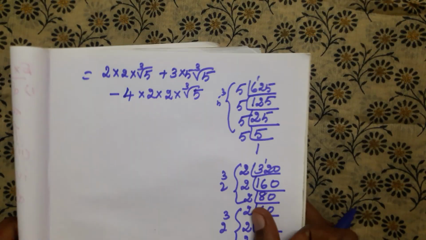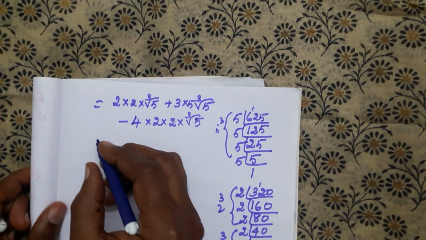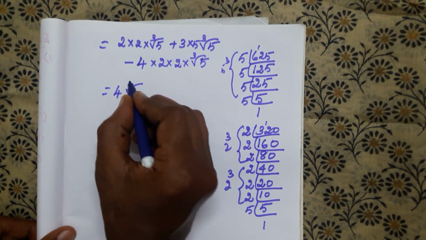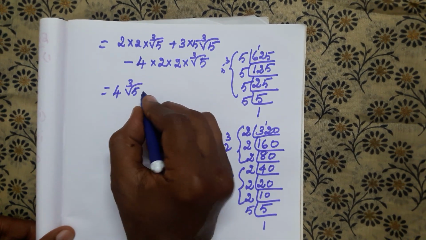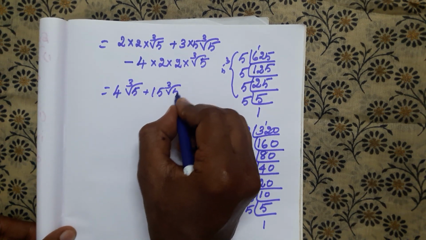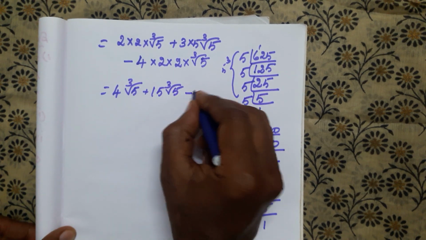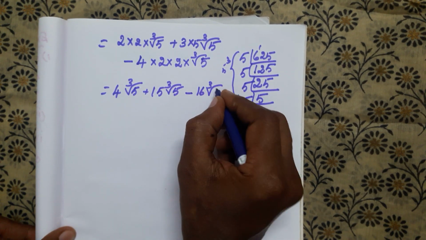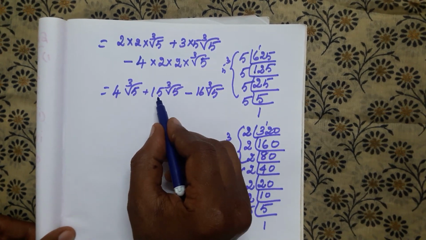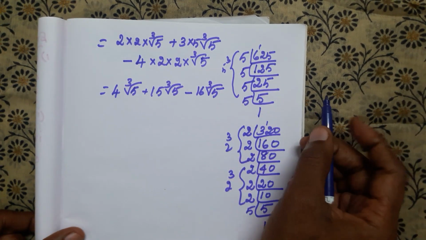Fine. Now here you see that 2 2s are 4, so 4 into cube root of 5. Next 5 3s are 15, 15 into cube root of 5. Next 4 2s are 8, 8 2s are 16, minus 16 cube root of 5. So we get 4 cube root of 5 plus 15 cube root of 5 minus 16 cube root of 5.